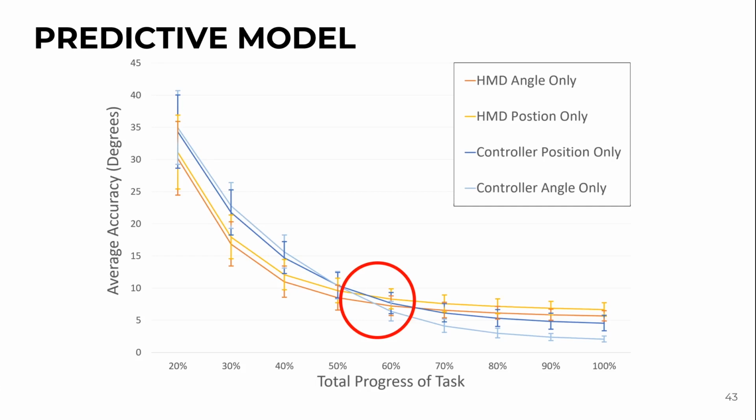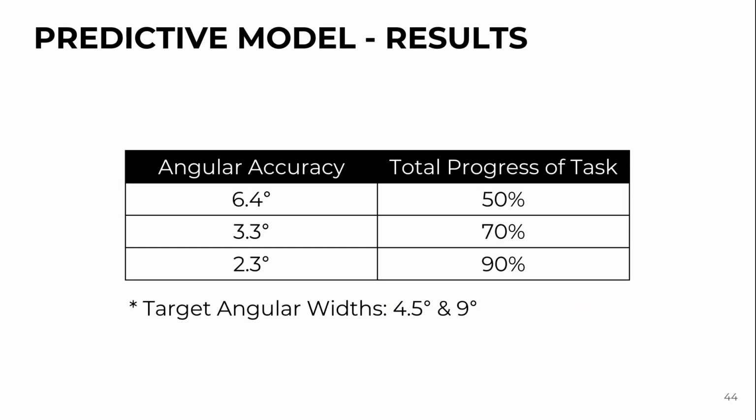For this study, we saw accuracies on average of 6.4 degrees, 50% of the way through a task, and up to 2.3 degrees at 90%. These are actually very good results when remembering that our targets had an angular width of 4.5 and 9 degrees. So after the first study, we ran a second study.